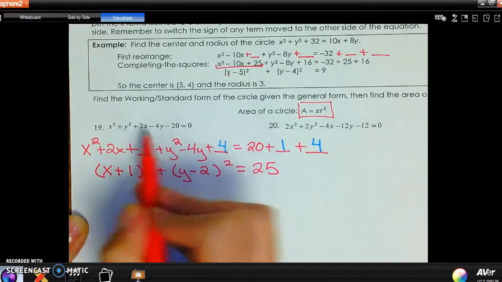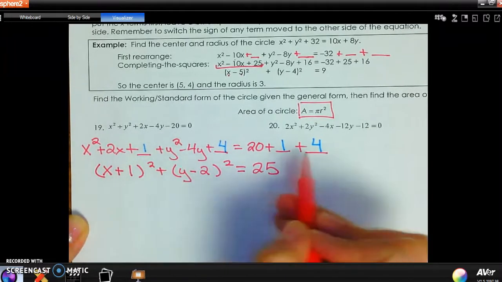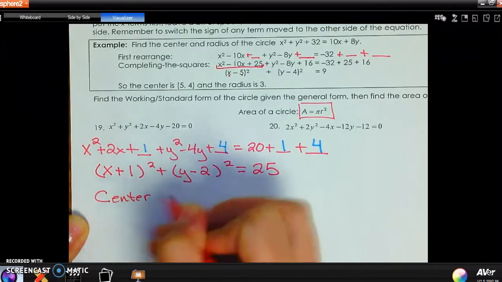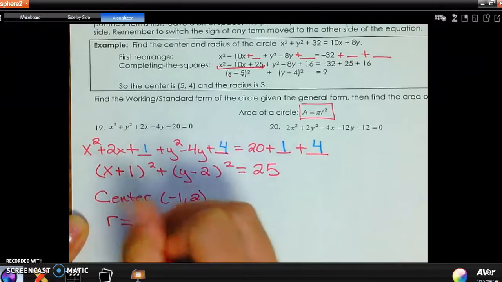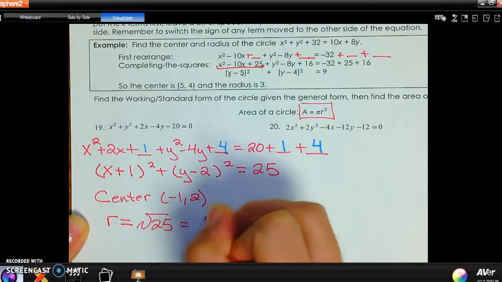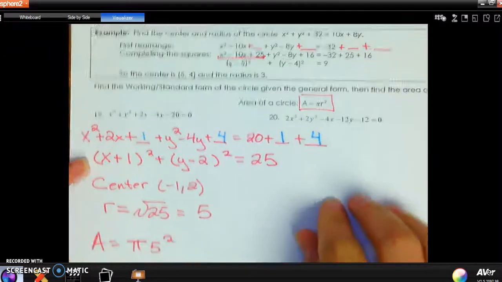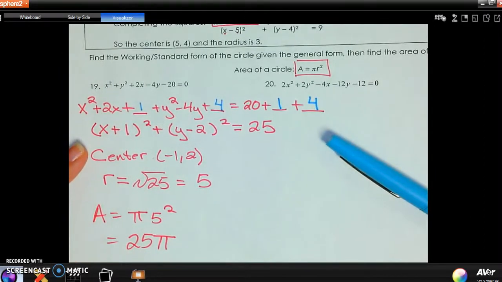Well, the reason why I had to take this into the standard form is because given this, I don't know what the radius is, right? You had to do all this work in order to be able to get that radius. So here, my center, right, would have been negative 1, 2, but they didn't ask for that. What I really care about is the radius. The radius is the square root of 25, aka 5. So if I wanted to find the area, area equals pi r squared. Well, that's just 25 pi. This is going to be a non-calculator test, so you would just leave pi in your answer.